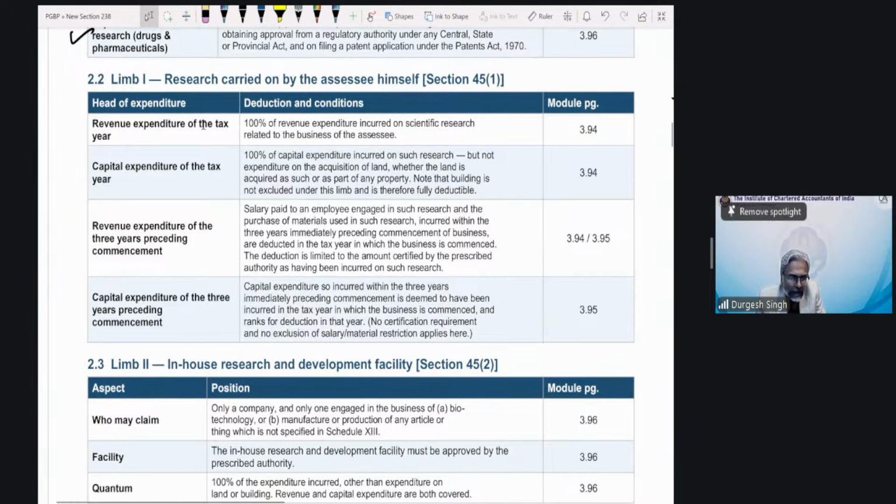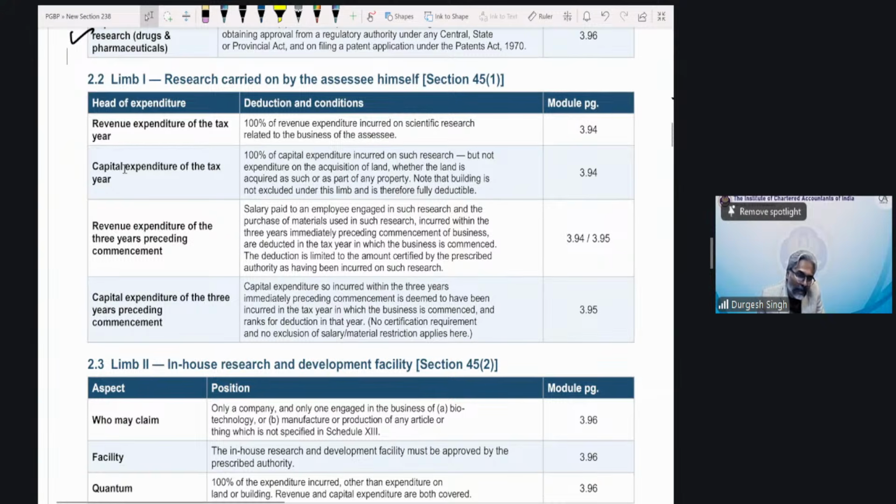Revenue expenditure of the tax year: 100% of the revenue expenditure incurred on scientific research related to the business of the assessee. Capital expenditure of the tax year, students. Capital expenditure of the tax year.